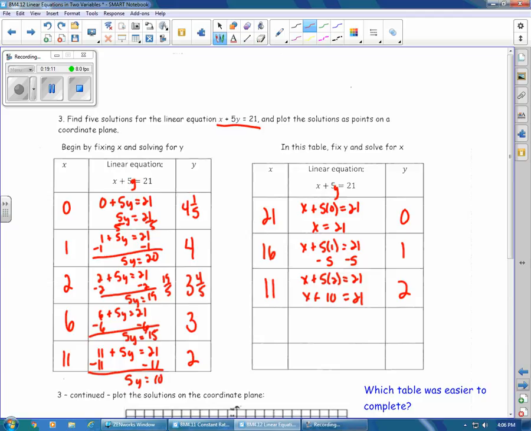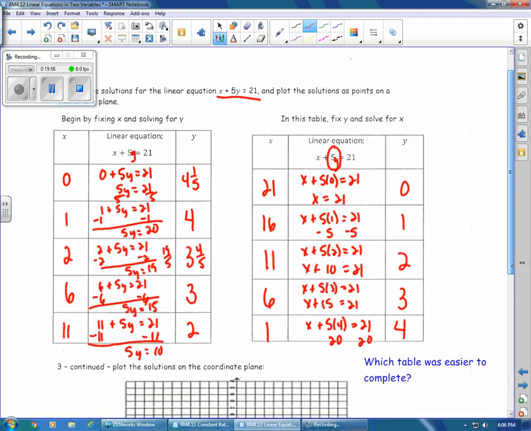I'm liking this a lot more. Do you guys see when your variable has a coefficient with it? That's the one that's easier to fix. You're going to get whole numbers if you fix that one instead of the other one. So x plus 5 times 3 equals 21. x plus 15 equals 21. Subtract 15 from both sides, and x is 6. And finally 4. x plus 5 times 4 equals 21. This is 20. So subtract 20 from both sides and x equals 1.